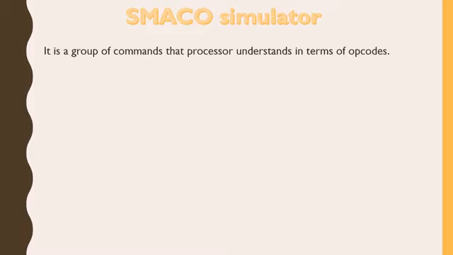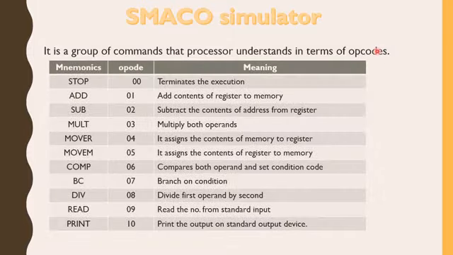Now let's see, there is a group of commands that your processor will understand in terms of opcodes. So what are the mnemonics? These are the instruction set, and they have opcodes, that is the codes, represented in 2-digit format. So what are the different mnemonics? STOP is for terminating your execution. ADD is for adding the contents of memory to register. Same is SUB, subtract. It will subtract the contents from the address from your register. Then MULT, multiplication, it will multiply both operands.